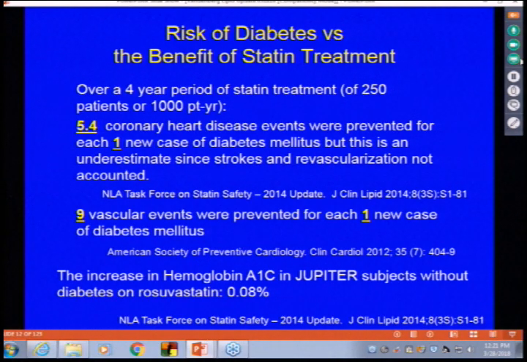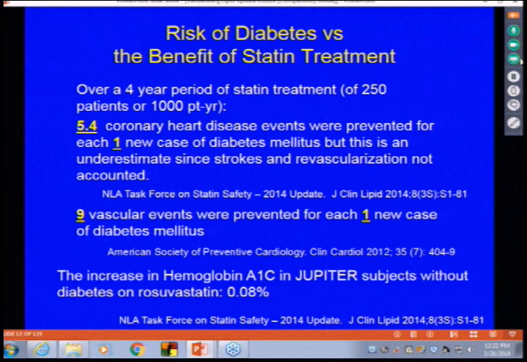Two organizations have weighed in on this concept. This is the National Lipid Association Task Force on Safety. Their risk-benefit balance goes like this. For every one new case of diabetes, which occurs in 1,000 patient years, so this is basically a statistic based on treating 250 patients for 4 years, and that's what the statin trials did. Most of the statin trials were 4 or 5 years in duration.